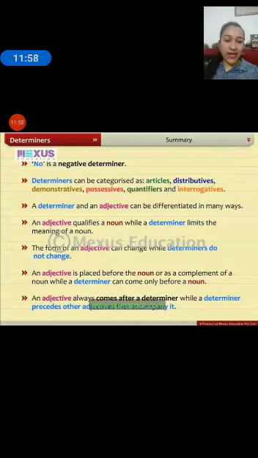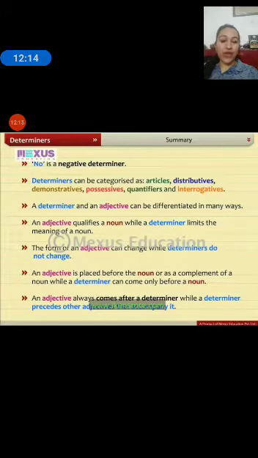There is one thing I missed in the video, that is the use of no. No is a negative determiner. It answers the question in negation. Will you do this work for me? No, I will not. So no is a negative determiner.